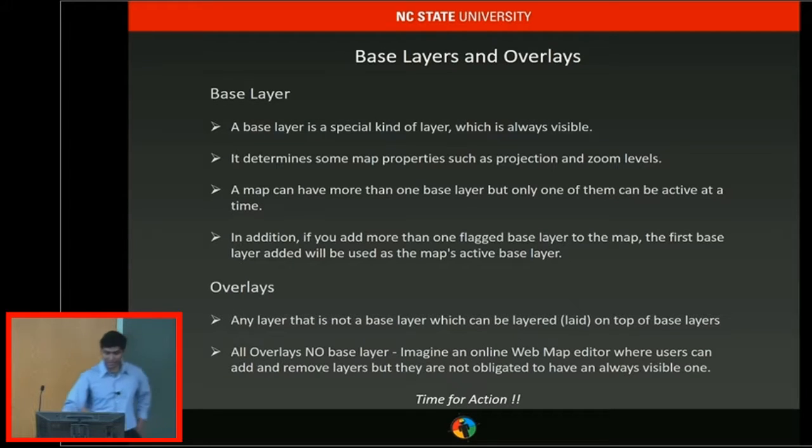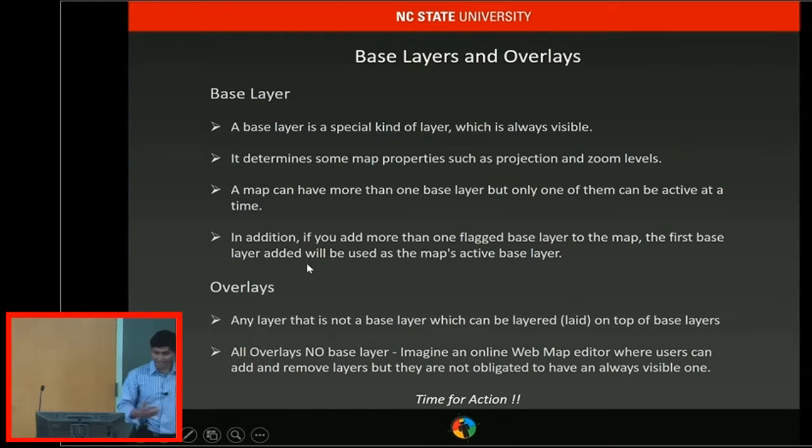What dictates the actual coordinate system of your map, right? A map can have one or more base layers, just like we saw in the previous example. We had two, but only one can act as the active base layer. Say you have 10 base layers, whichever one is active, whichever you clicked and is visible, is going to dictate the coordinate system of your map and all the other properties that go with it. In addition, if you have more than one base layer, the first layer that you add to the map will be tagged as a base layer.